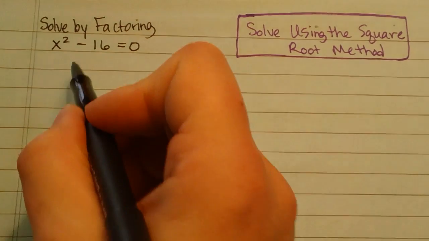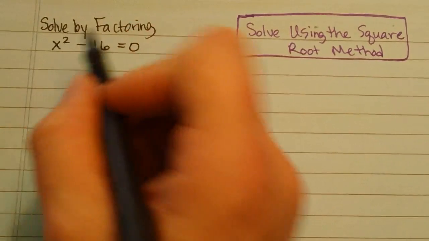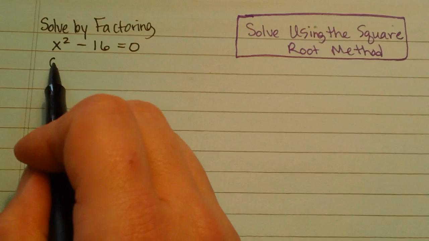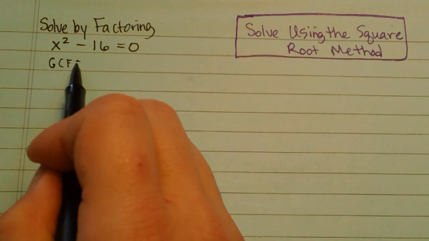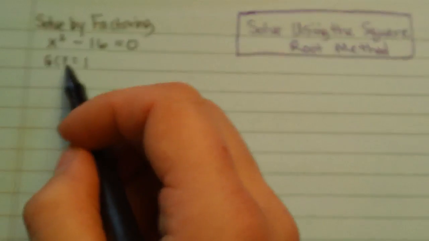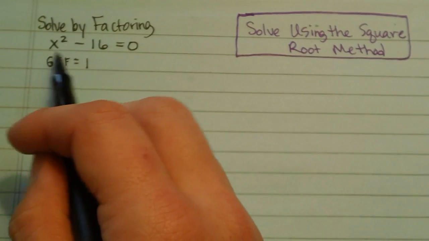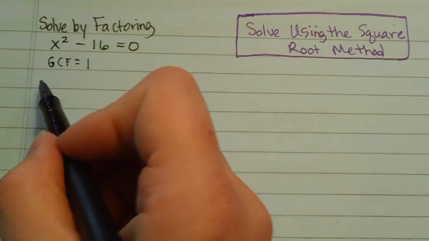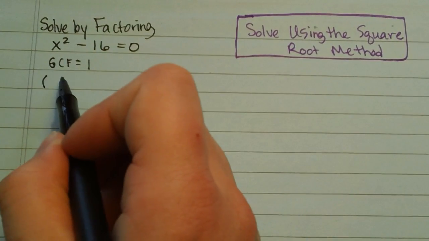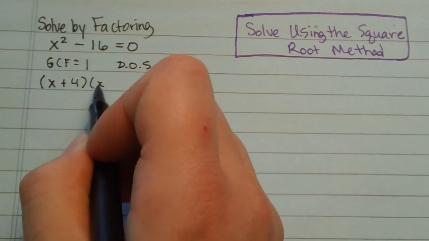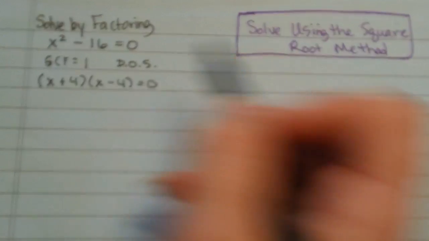So if we were to solve this by factoring, we would get it equal to 0, which it already is, and then look for a greatest common factor, which is 1. So that's not going to change our problem. And then we would look at the structure of the problem. I have two terms, and they are subtracted. Both are perfect squares, so this actually factors by difference of squares into x plus 4 times x minus 4 equals 0.